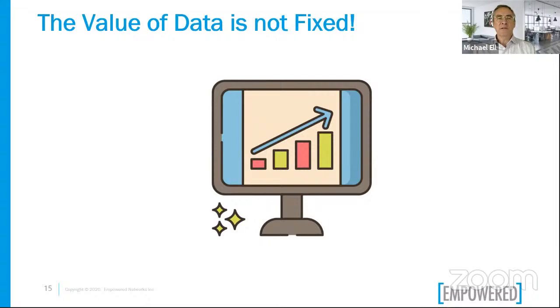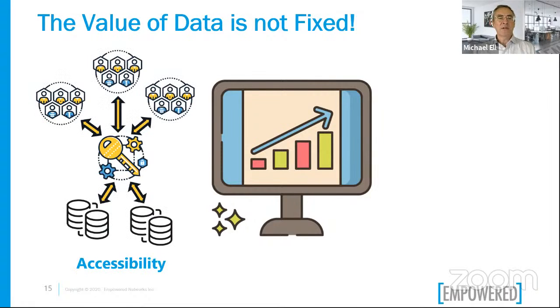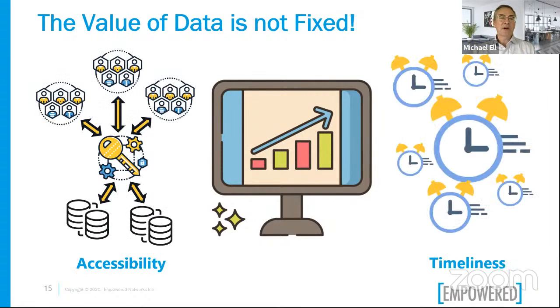This also means that the value of the data is not fixed, but rather it varies greatly based on how accessible that data is and how timely that accessibility is. Having solid authoritative information about the network, for instance, is good, but providing timely accessibility to this data to other parts of the business makes it even better. Integration is all about solving this problem.